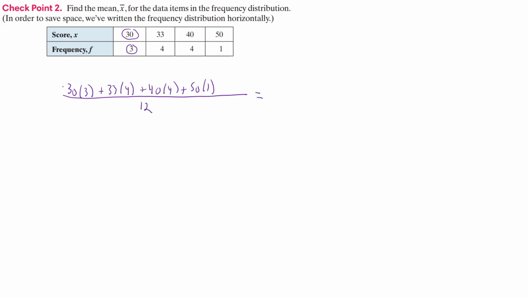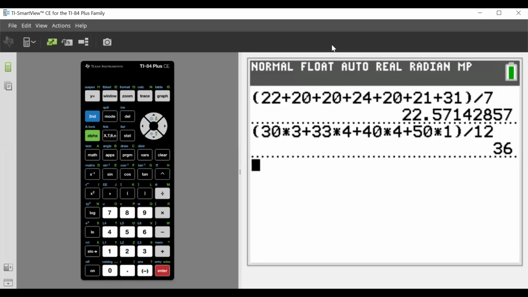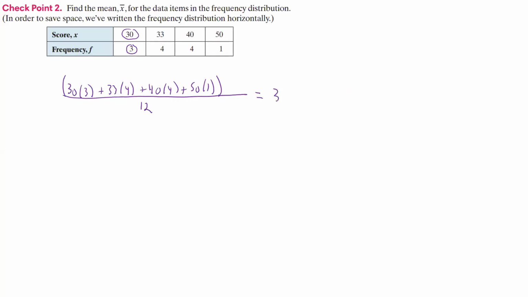And again, when we do this in our calculator, we'll really have another set of parentheses around here so we can type the whole numerator, then hit divide by 12, and we should get our average, or our x bar. All right, so again, parenthesis. So we had 30 times 3 plus 33 times 4 plus 40 times 4, and then plus 50 times 1, and then we divided that by 12, and we get our x bar is equal to 36.